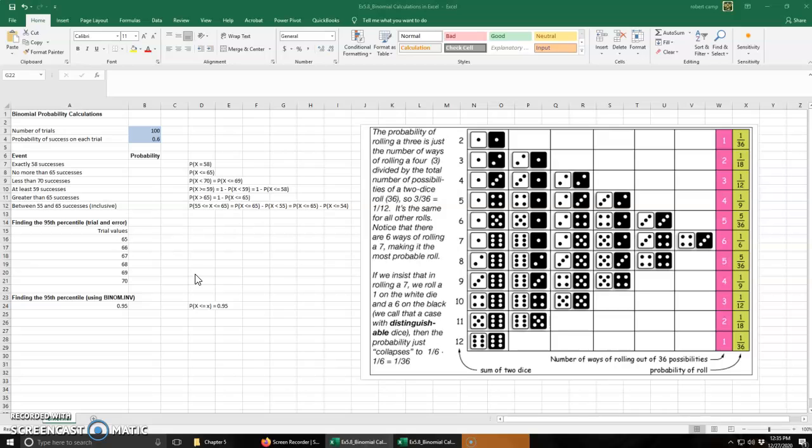And so what we want to do is figure out the probabilities of some of these situations happening. This is going to be very similar to our normal distribution, except we're going to use a binomial distribution. So exactly 58 successes, the probability that X is going to be 58. So this is a binomial distribution.